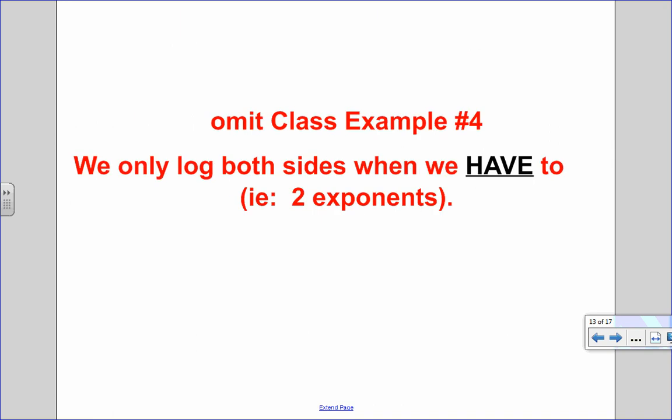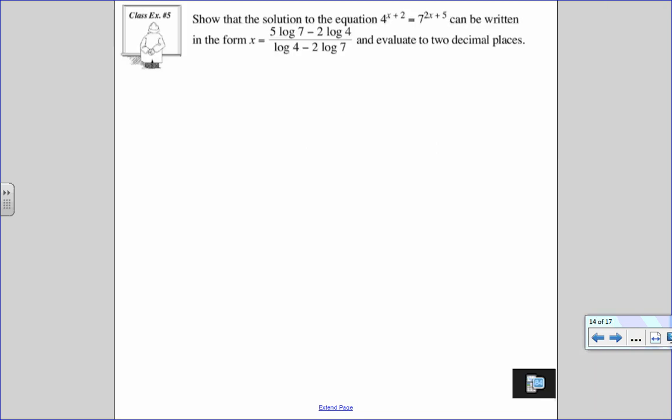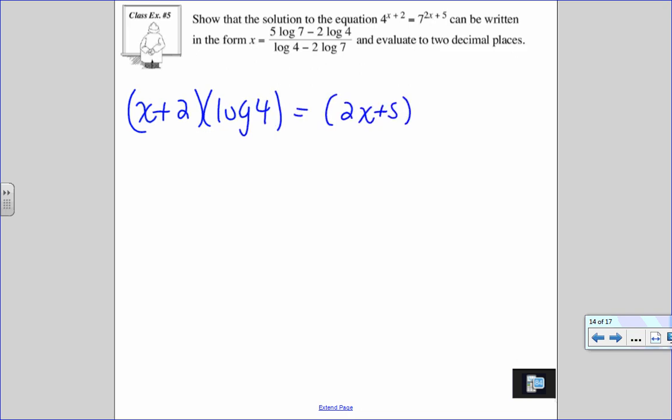Okay, we're going to omit class example number 4, because we only have to log when we have two powers. Let's look at class example number 5. So I have 4 to the x plus 2 equals 7 to the 2x plus 5. So by taking the log of both sides, I can bring the exponent down. So bring the exponent down, and that's the log of 4. Bring the exponent down, multiplied by log of 7.